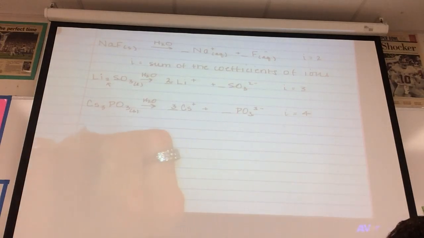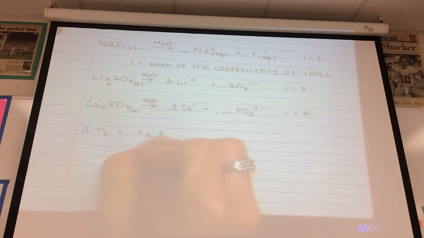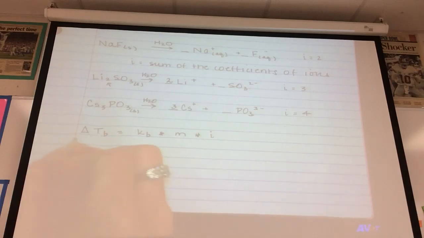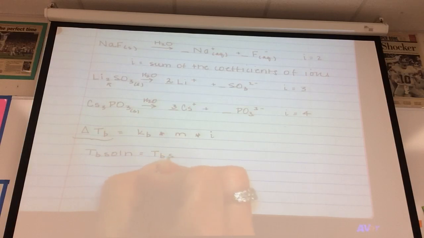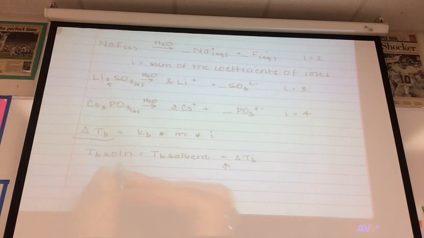And now you have all the pieces you need for this first formula. Kb based on the solvent, molality, which you know how to determine, and now I. Once you calculate the change in boiling point, to get the boiling point of the solution, you will add the boiling point of the solvent, which is given on the back of the periodic table, plus the change in boiling point. You add it because the boiling point of the solution is elevated, so you have to add these together.